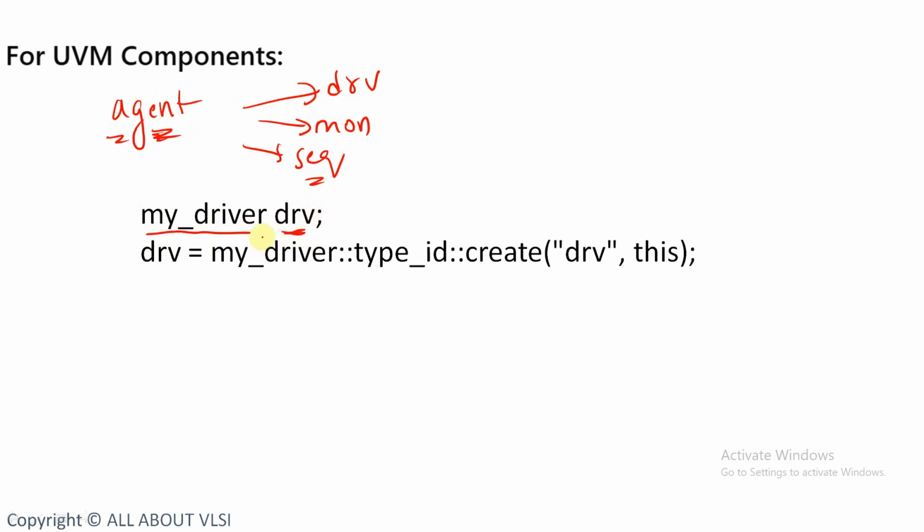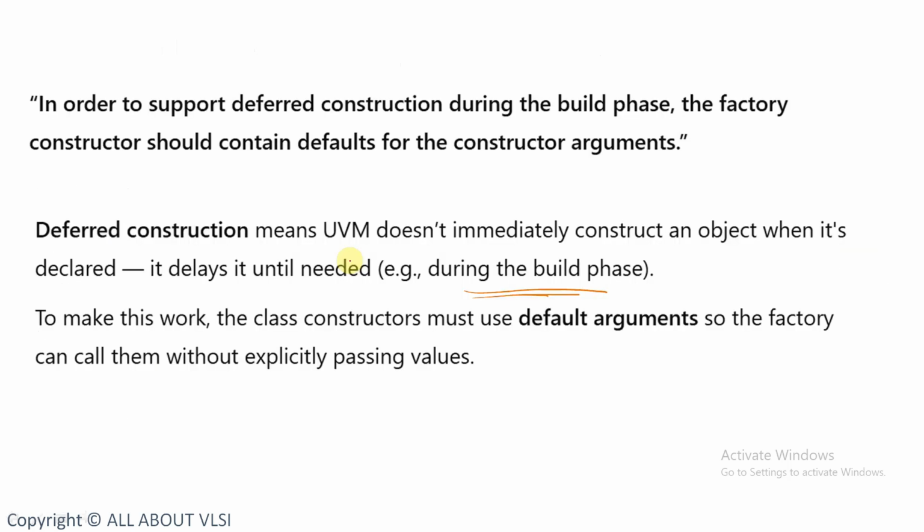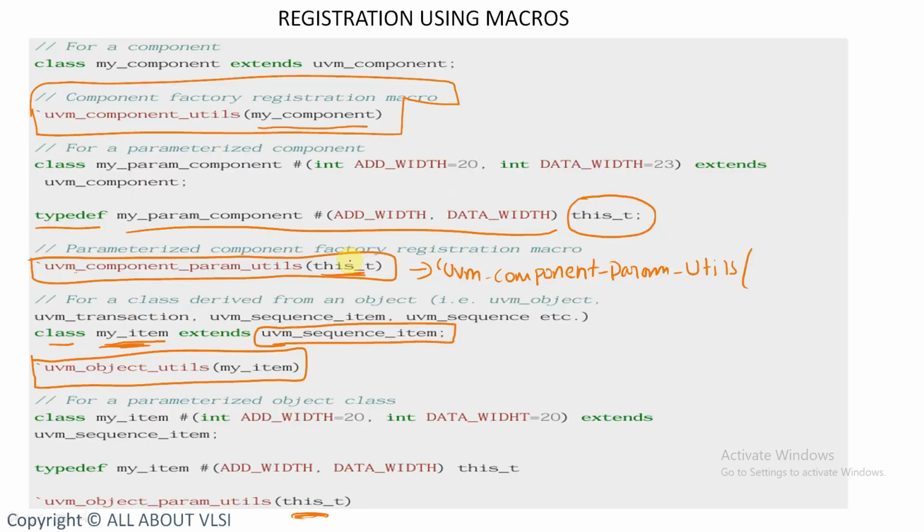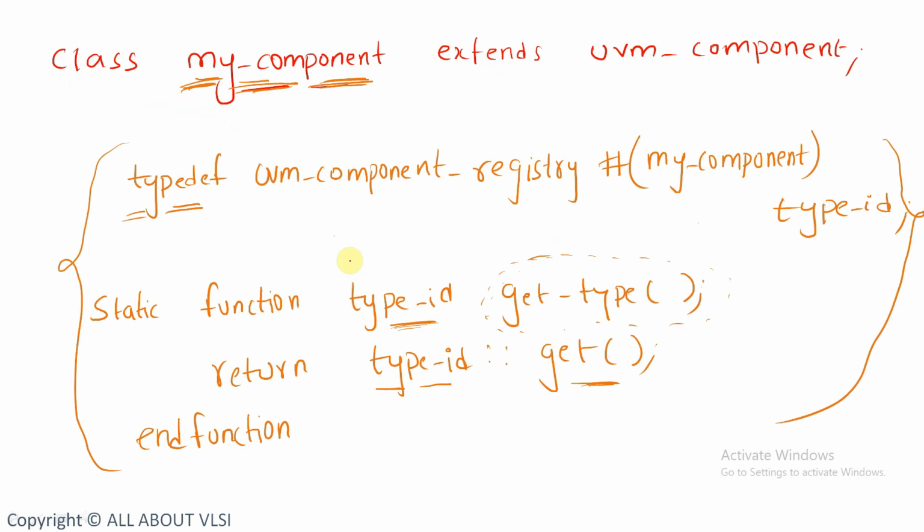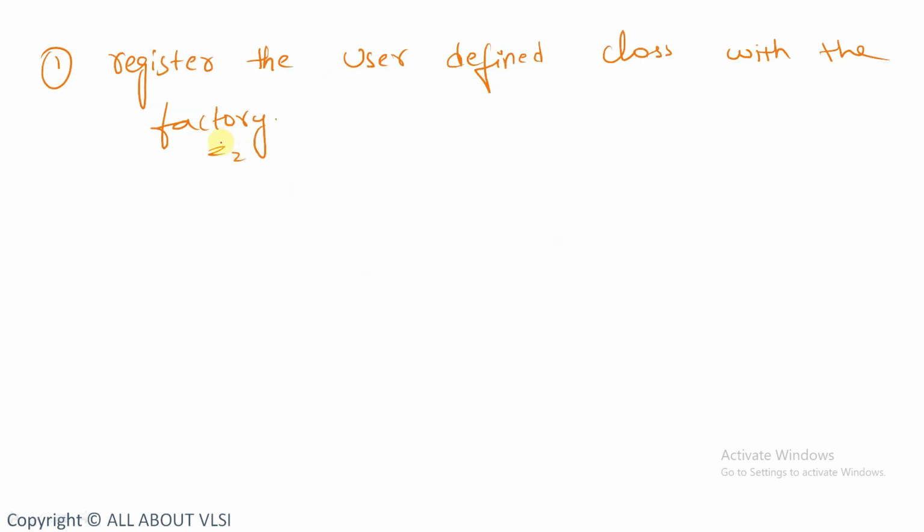So what we are basically doing is writing drv, which is a handle name. my_driver is a class name, followed by the scope resolution operator and type_id. If you carefully observe the code which we have written in our previous slides, where is it? Yes, this one, your my_component. Now in my_driver also, in the component class, you are writing your factory registration code, and you should register your driver also with the factory.